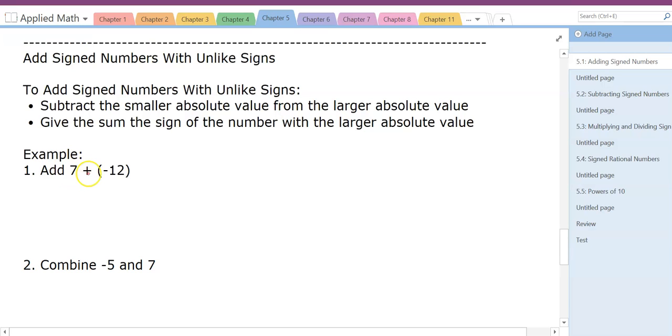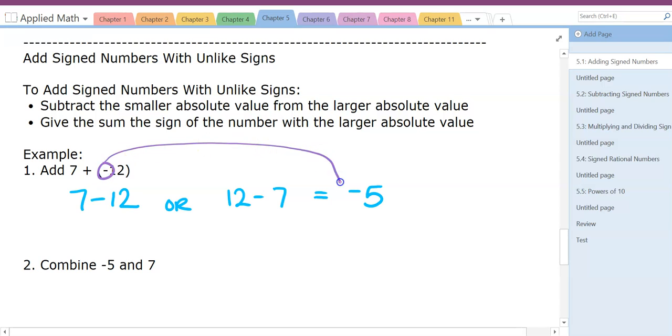So 7 and negative 12, what I would do is take 12 minus 7, or you can rewrite this as 7 minus 12. And so you're going to get negative 5 if you do 7 minus 12, or 12 minus 7 would be 5, but then you take the negative because 12 had a negative sign to begin with. So that's where that negative came from. So really either way is okay to do with subtracting. So what would be negative 5 plus 7? Positive 2.